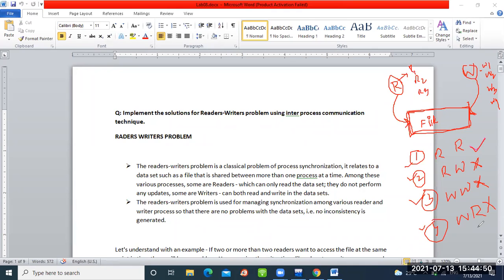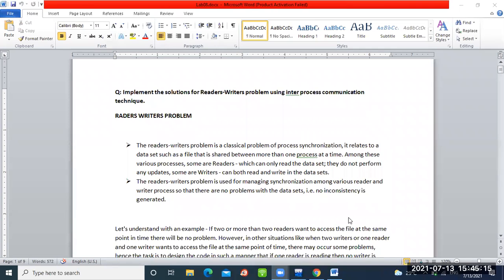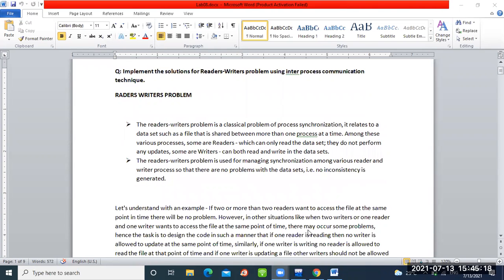Okay, so let us understand first what the problem says. So as you can see here, let me clean this. So the problem statement is very clear here. Now I can read here. The reader-writer problem is a classical problem for process synchronization. First of all, it is a process synchronization problem, or we can say it is a critical section problem.